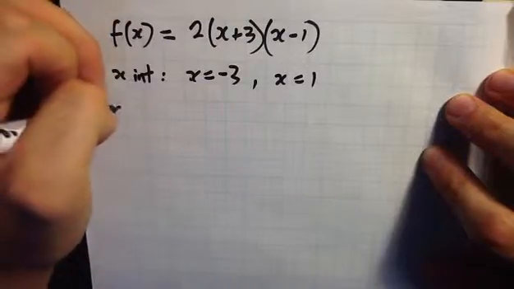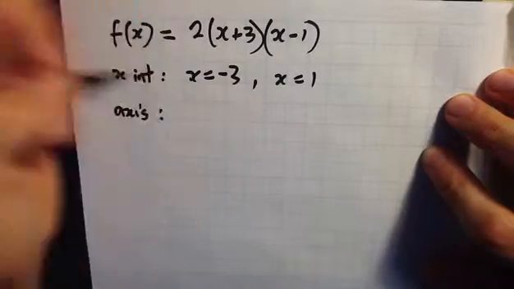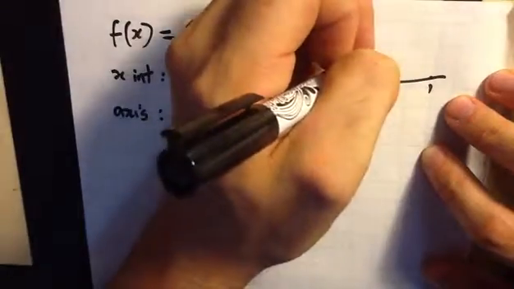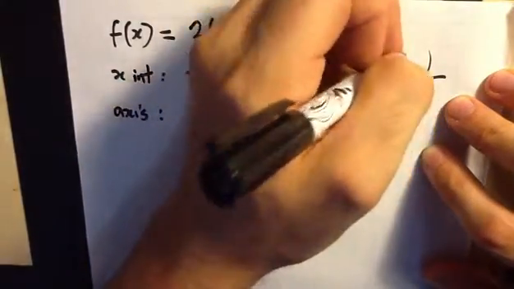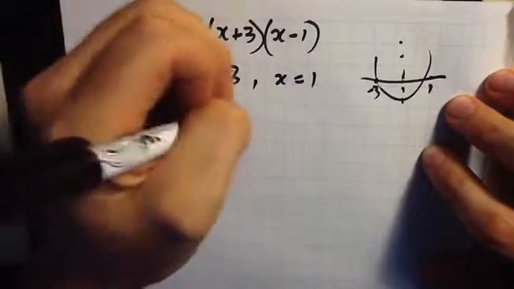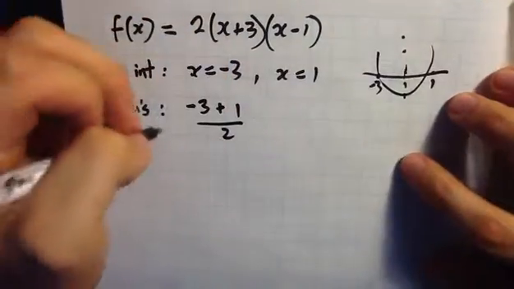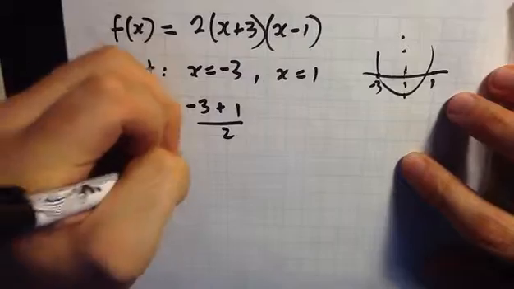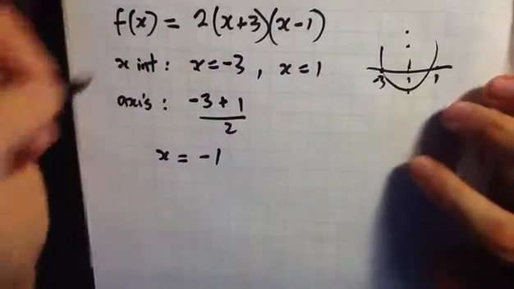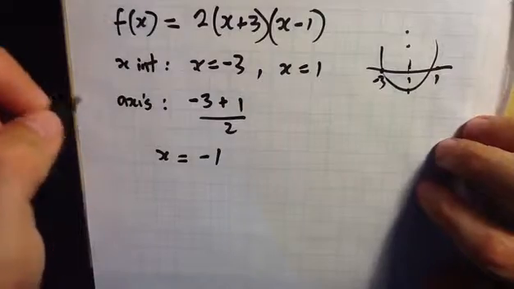Now how would I get my axis of symmetry when I've just got the two intercepts? Well, it's right in the middle of these two x-intercepts. If that's -3 there and that's 1, my axis of symmetry is going to be right in the middle. So how do I find that middle? Here's what you do. You just go -3, add 1, and divide it by 2. So the axis of symmetry is -1. That's right in the middle. So that's the equation of the axis of symmetry.